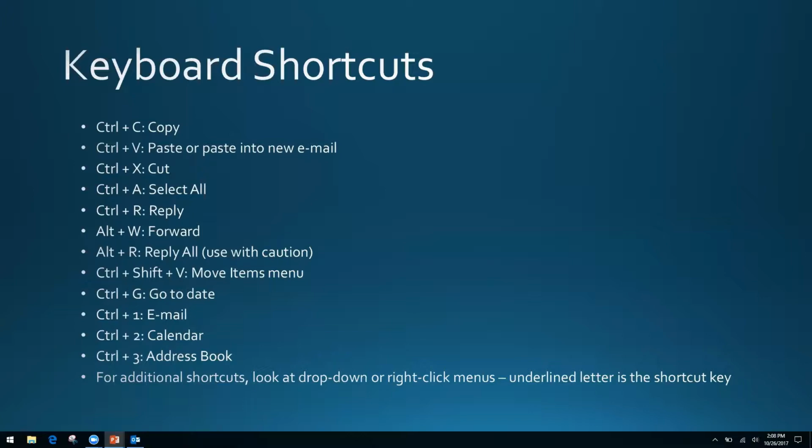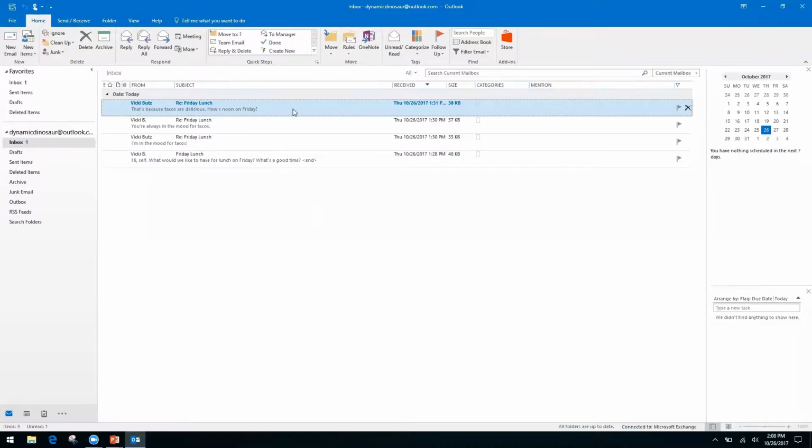So, last one on this list is for additional shortcuts. If you right-click anywhere in Outlook or in any of the Microsoft programs, you will see that there are underlined letters on the menu. So if you forget what it is that you are looking to do, or if you forget what the hotkey is, right-click where you want to go and look at the menu options. The underlined letter is going to show you what hotkey you're going to use.